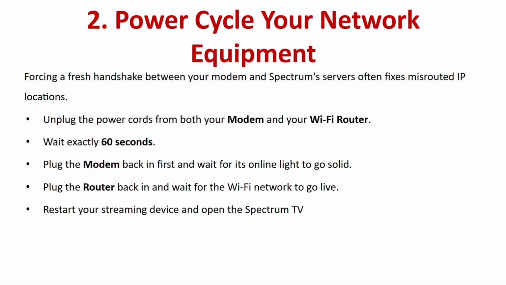Unplug the power cords from both your modem and your Wi-Fi router and wait for exactly 60 seconds. Then plug the modem back in first and wait for its online light to go solid. Then plug the router back in and wait for the Wi-Fi network to go live. Restart your streaming device and then open the Spectrum TV app.